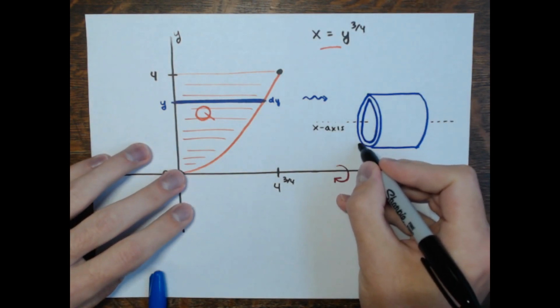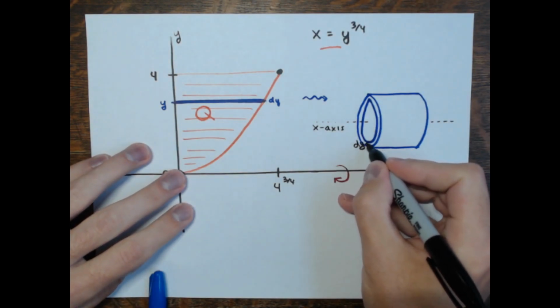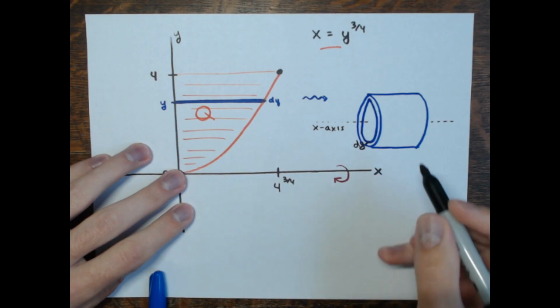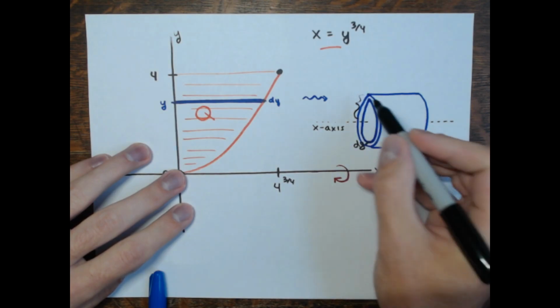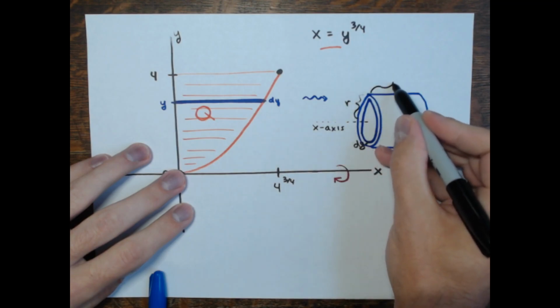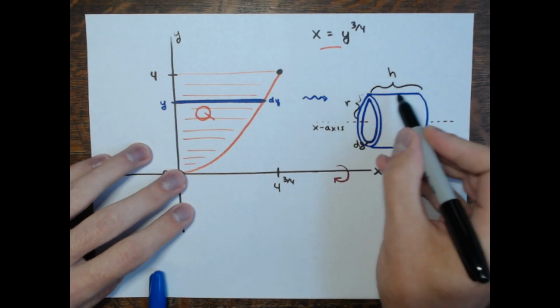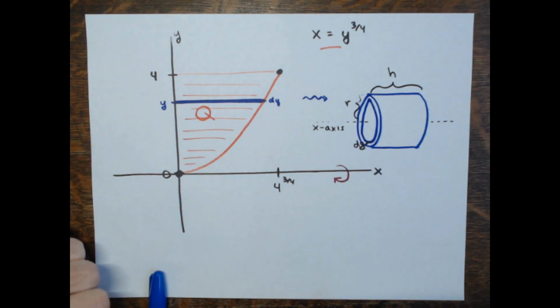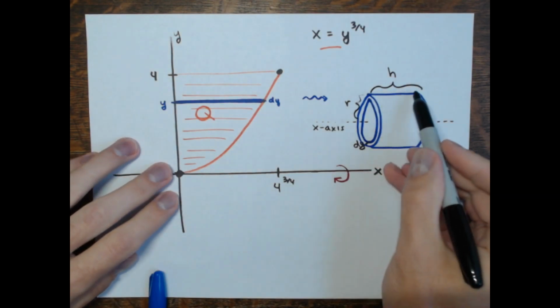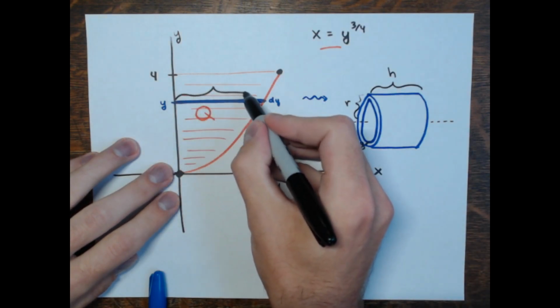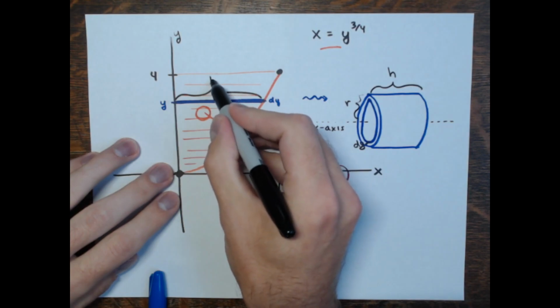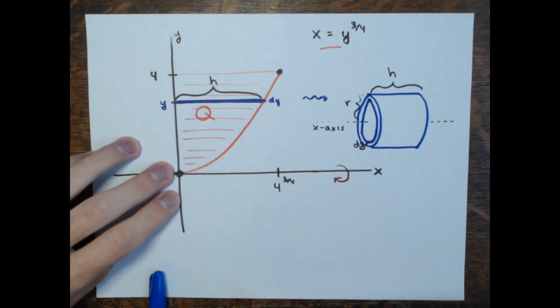And the thickness is dy, right? The thickness is dy. I want the radius, and I want the height. I'll call this the height, even though it's not up and down. Now, as with the last example, this height is just the length, or here the width, of my rectangle in the picture of the region.